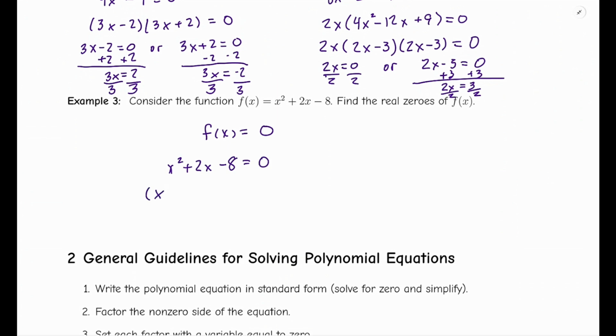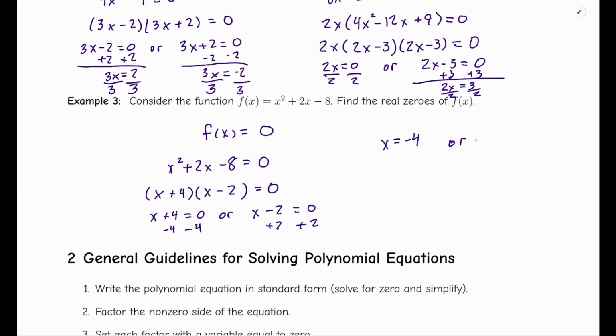We get x plus 6 and x minus 2, I believe. Sorry, not x plus 6, x plus 4 and x minus 2 equal to 0. So then by the zero product property, x plus 4 equals 0, or x minus 2 equals 0. So we get the real zeros of this polynomial are x equals negative 4 or x equals 2.